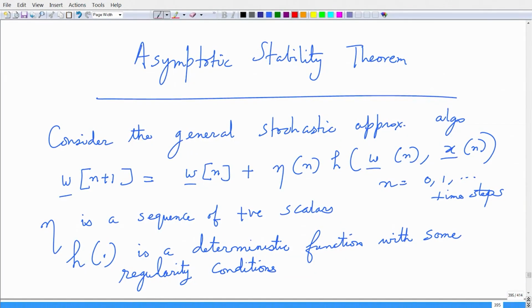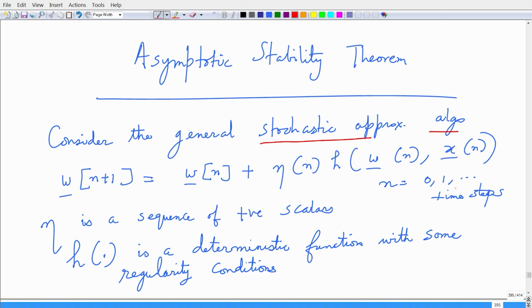So, let us delve into the details of asymptotic stability theorem. We have certain conditions, we will state the conditions and we will see how those conditions apply to Oja's rule. Now, consider the general stochastic approximation algorithm, which is given by this update rule. W(n+1) is W(n) plus eta, that can depend on n, times some function h that depends on the weight at time n and the input at time n, right.